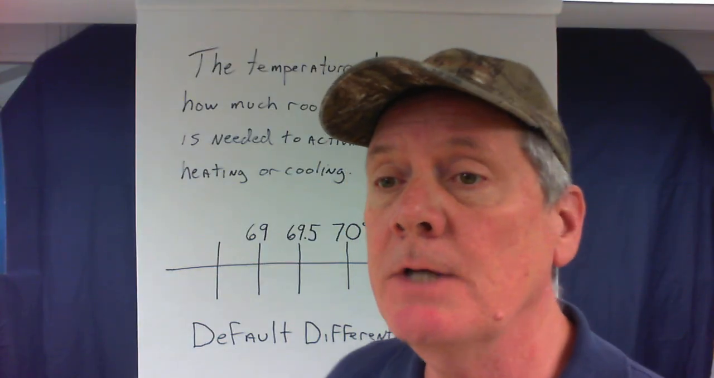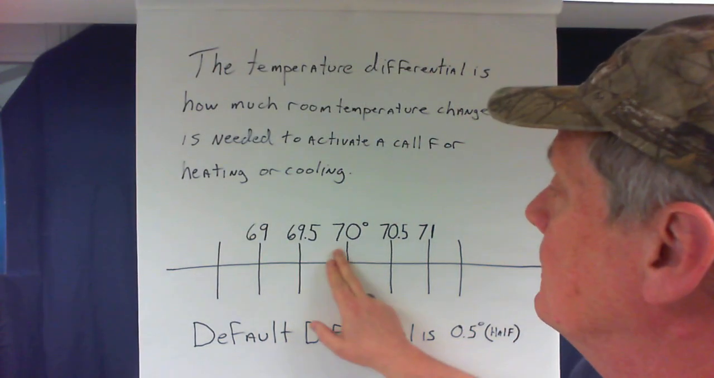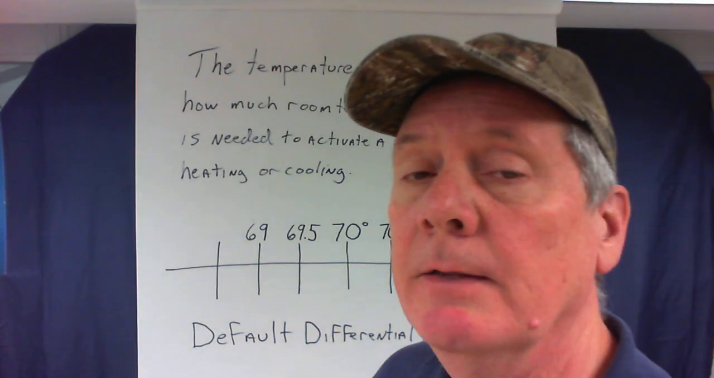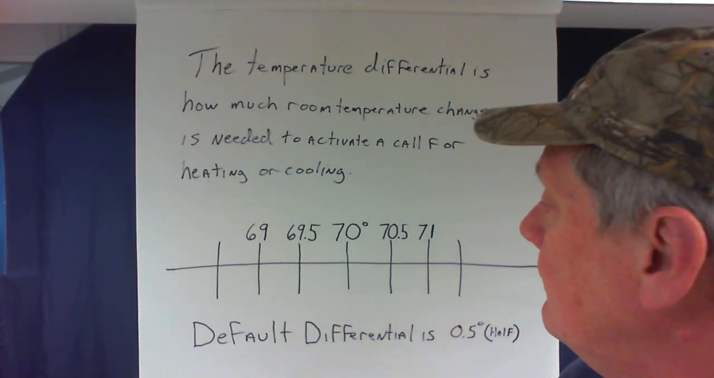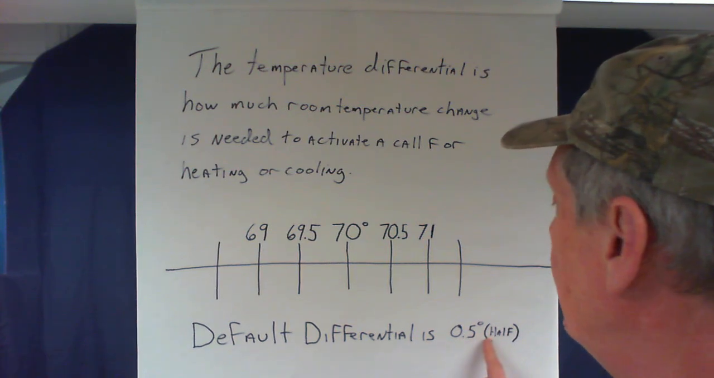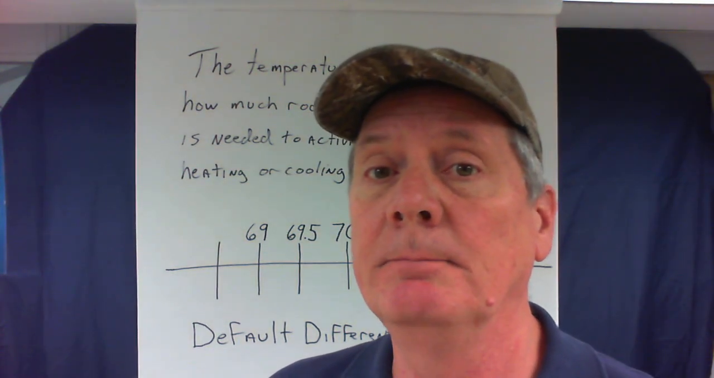Once the heat turns on, then your room starts warming back up. And when it gets back to 70, then it turns off. And that's your entire cycle. Half a degree. The default differential on our thermostats is half a degree. This can be changed if you want, and we'll get into that.